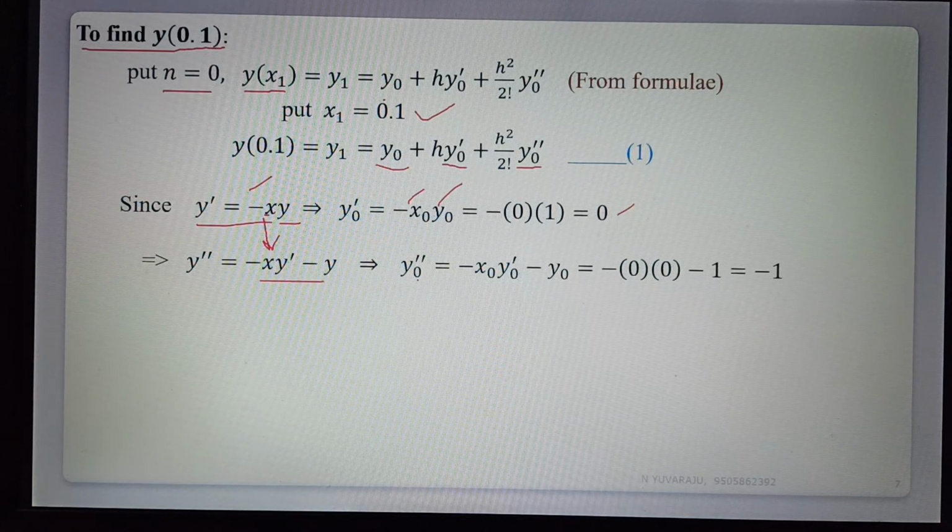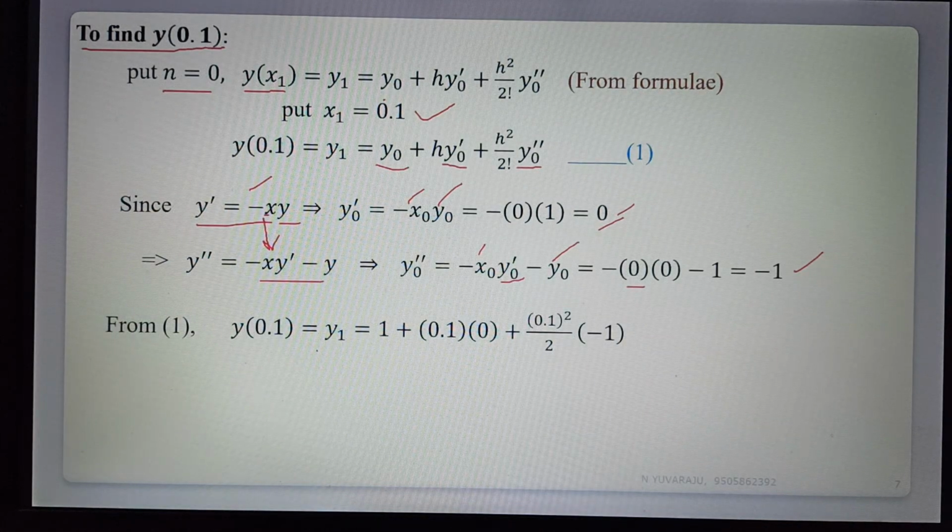So that is y naught double dash is equal to minus x naught into y naught dash minus y naught. So minus x naught value 0, y naught dash value already found 0, minus y naught value 1. So y naught double dash is equal to minus 1. Substituting in equation 1: y of 0.1 is equal to y1, that is y naught plus h, step length 0.1, into y naught dash 0, plus h square by 2 factorial, that is 0.1 whole square by 2 into minus 1.